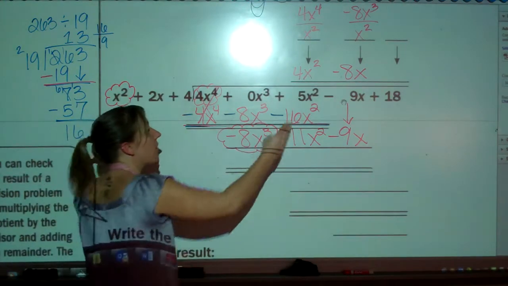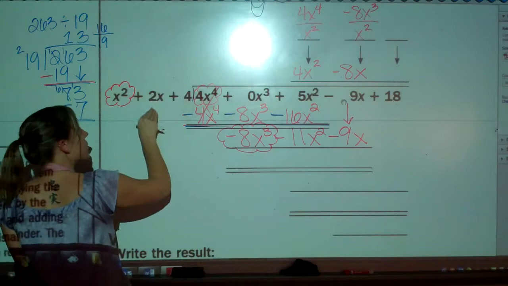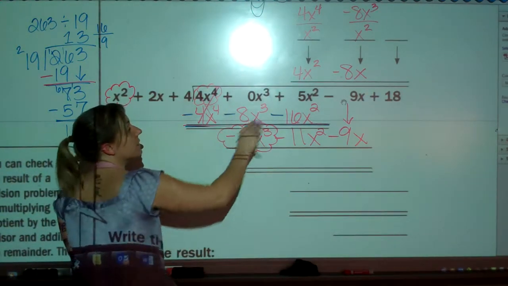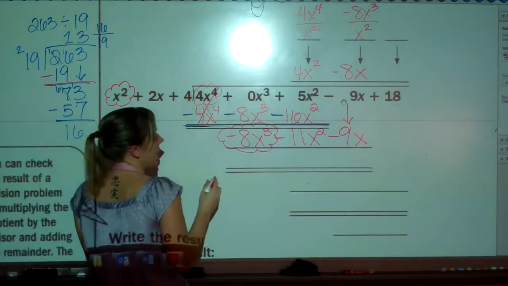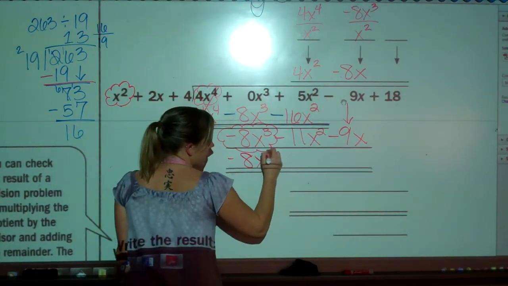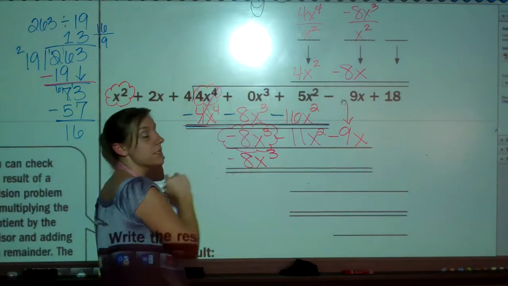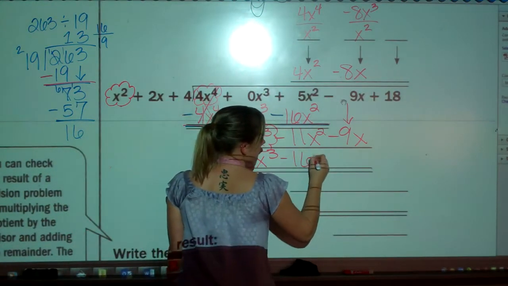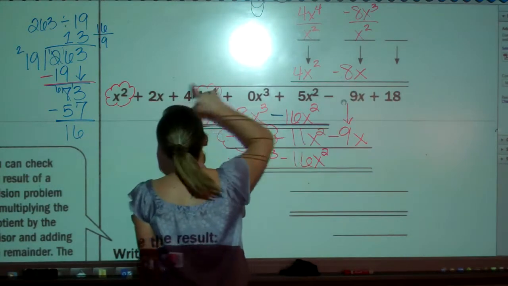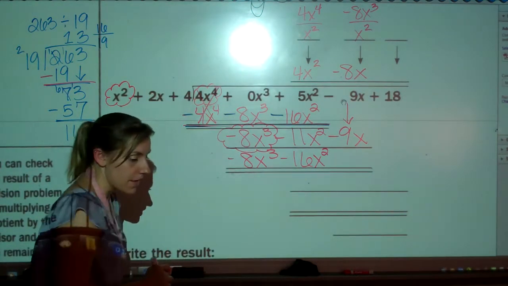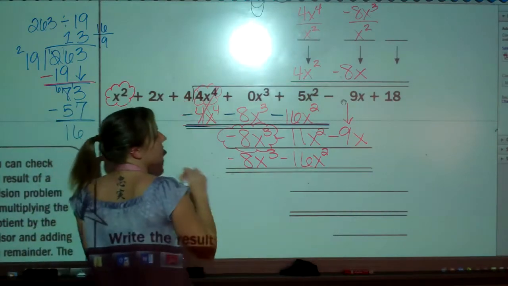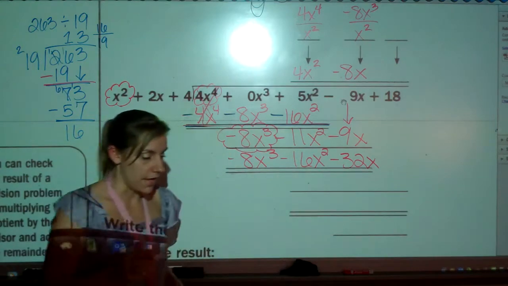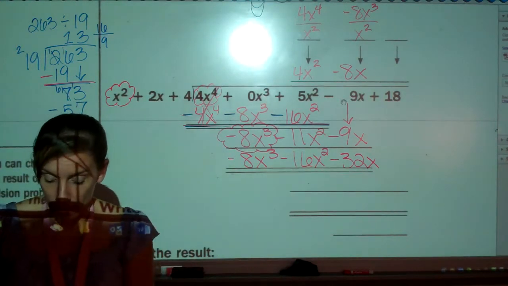Now that I know that term, I multiply it by each of these to get 3 new terms to combine. So negative 8x times x squared is negative 8x to the third. That's what we want. We want those to match. Negative 8x times 2x is negative 16x squared, because x times x is x squared. And then negative 8x times 4 is negative 32x.